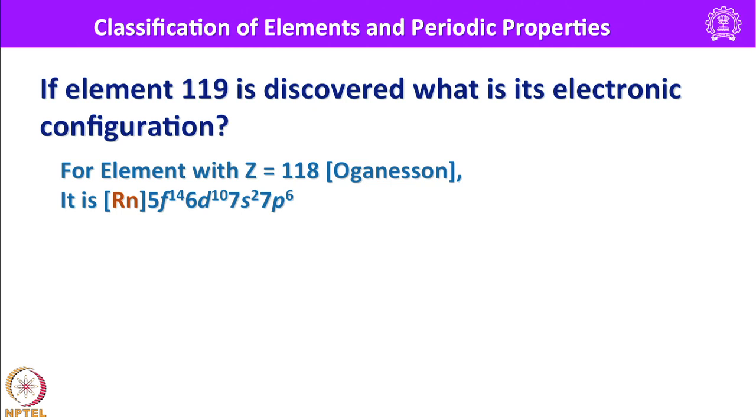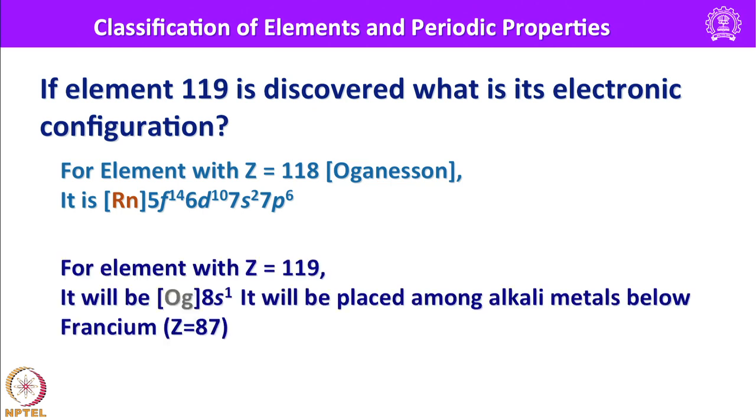So, that means essentially I have to add one more electron to make it 119. So, it will be Oganesson or Og8s1. So, it will be placed among alkali metals below francium. So, here francium atomic number is Z equals 87. So, another 32 elements are added. So, you get 119 to 87.